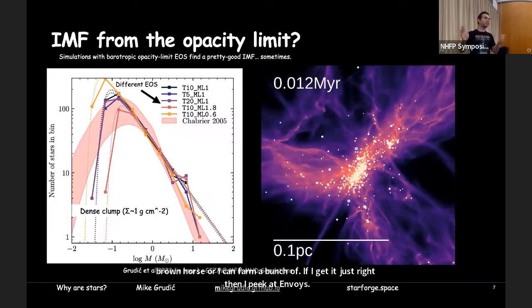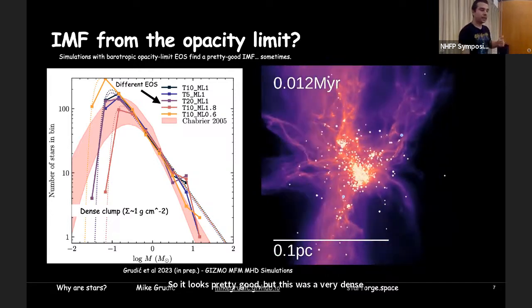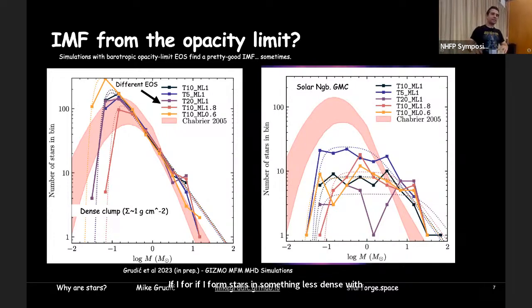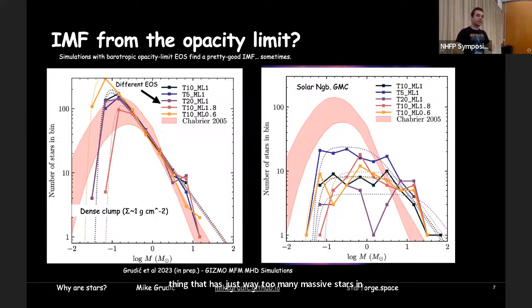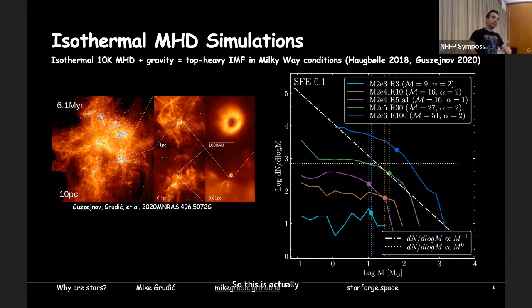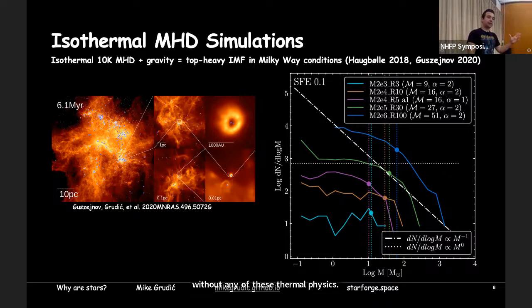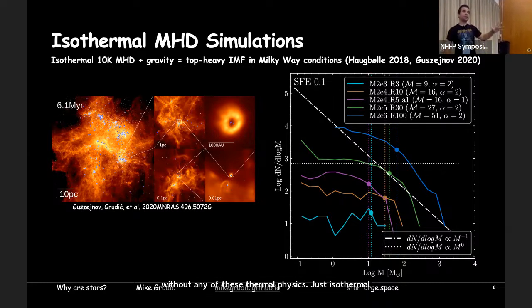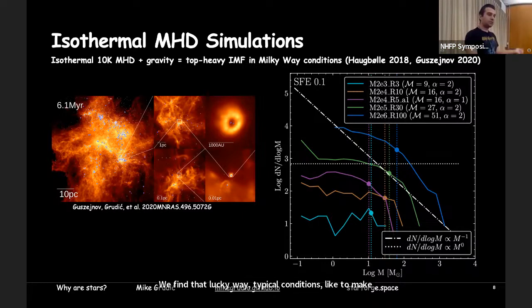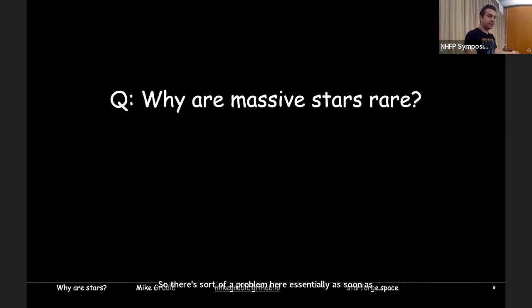It's actually not characteristic of the typical cloud that is forming stars in the Milky Way. If I form stars in something less dense with the same model, I get this nasty, very flat thing that has just way too many massive stars. In a very normal GMC, that should have a very normal looking IMF. So this is actually a more general thing that we found even without any of these thermal physics. Just isothermal MHD plus gravity, we find that Milky Way typical conditions like to make lots and lots of very massive stars. So there's a problem here essentially as soon as we switch on MHD.